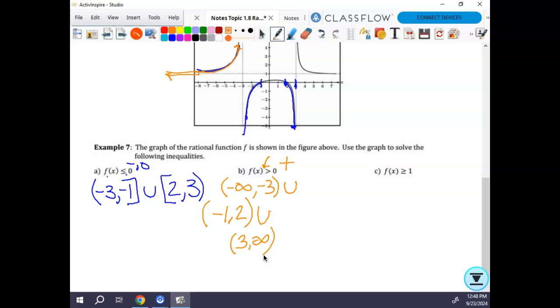Yay. All right, now C asks me for the function being greater than or equal to 1, which is the asymptote. So really kind of the same thing. It's greater than or equal to 1 starting out at negative infinity, going to -3, right? None of this in here counts because this is below 1.